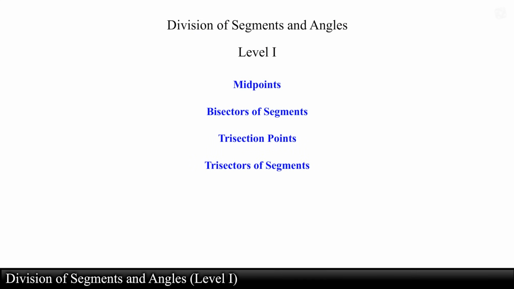Division of segments and angles, Level 1. In the following series of videos, we will learn how to identify midpoints, bisectors of segments, trisection points, trisectors of segments, adjacent angles, angle bisectors, and angle trisectors. We will start this video series with midpoints and bisectors of segments.